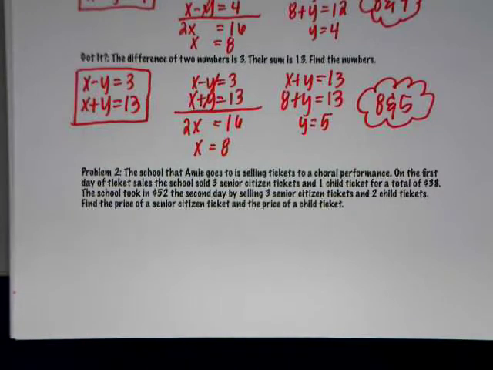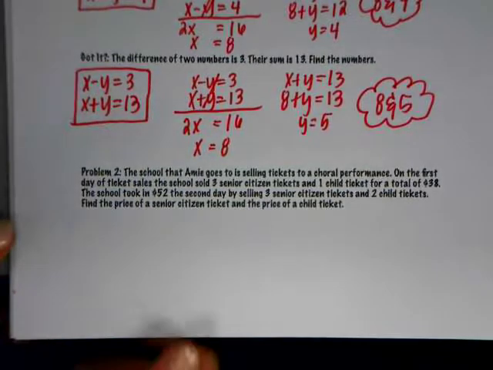So if you're not sure what your X and your Y are going to represent, that last sentence pretty much will tell you. So we are trying to find senior citizen tickets and child tickets. It's important to make a note of which one you're making X and which one you're making Y, because there's no set way. You can make either of them whatever variable you want, because when you get your answer at the end, you want to be able to match it back to what you used that variable for.